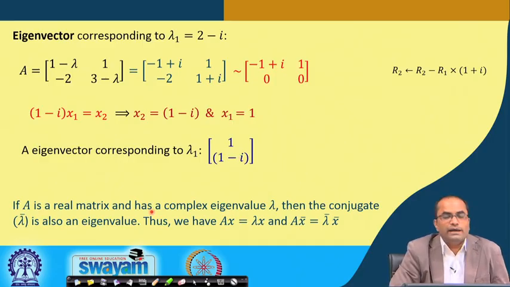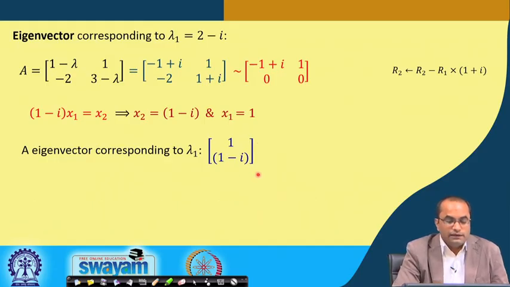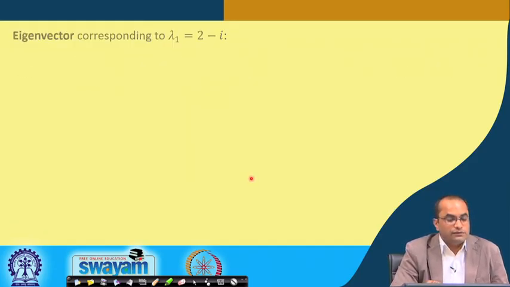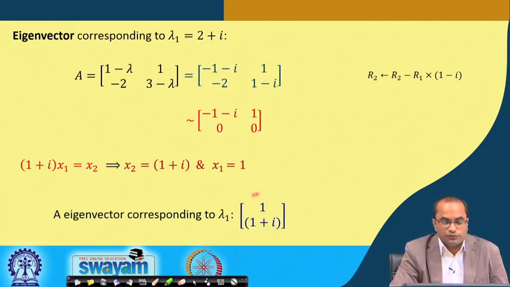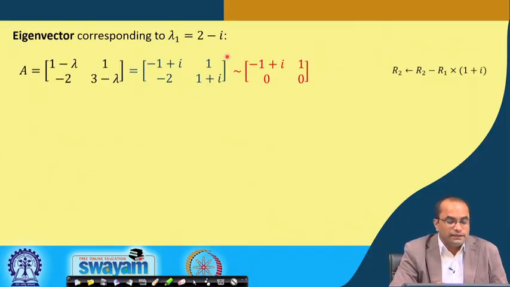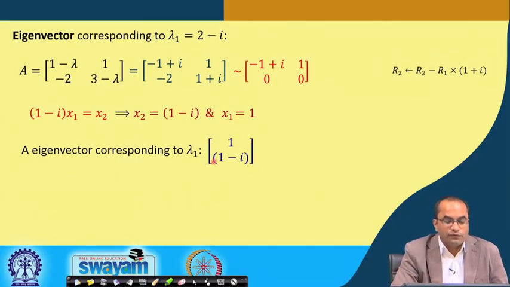So, if A is a real matrix, this is the result, not related to this example, but a general result, because what we observed in this example, the earlier eigenvalue was 2 plus i, and the corresponding eigenvector was 1 and 1 plus i, and now we have 2 minus i, and the eigenvector here we get is 1 and 1 minus i. So, one of the eigenvectors here, we are getting exactly the conjugate of what we have got for the eigenvector corresponding to its conjugate eigenvalue. So, that is a nice result here.